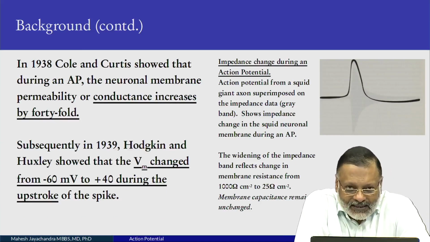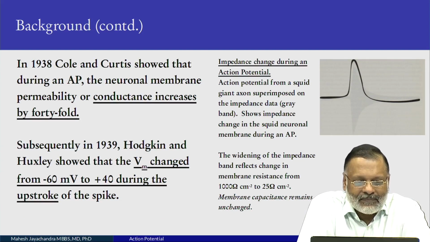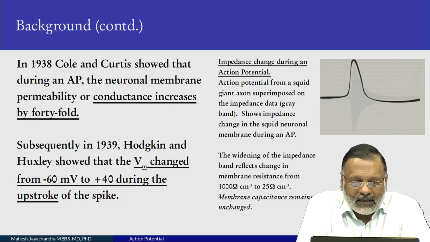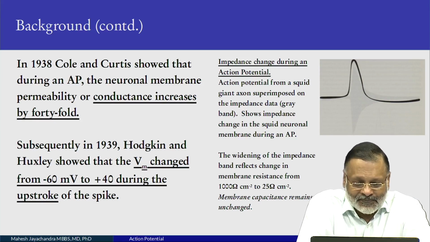In 1938, Cole and Curtis showed, at the Marine Biological Laboratory in Woods Hole in Massachusetts, that during the action potential, the membrane permeability, or its conductance to various ions, increases 40 times from normal. Subsequently, the next year, Hodgkin and Huxley showed that the membrane potential changes from minus 60 millivolts to plus 40, nearly a 100 millivolt change during the upstroke of the potential.